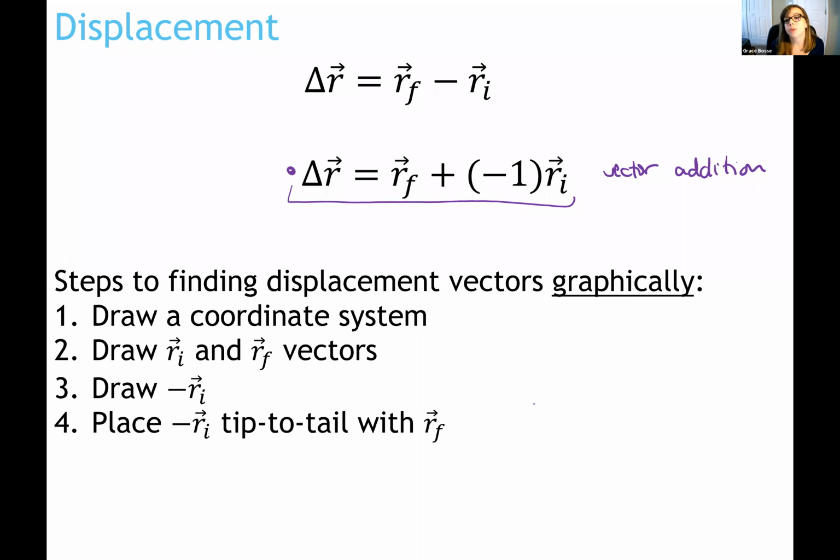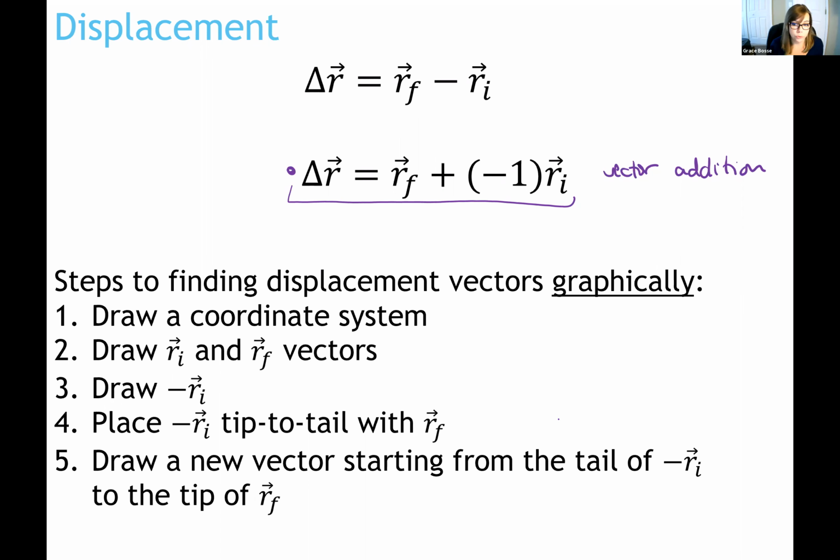And now you follow the steps of vector addition. So you place the two vectors tip to tail. So place negative R i tip to tail with R f, and then you draw the resultant. You draw this new vector that starts at the tail of negative R i and it goes to the tip of R f. These are just basic steps of vector addition that you already know. So I did not teach you anything new here. This is just basic vector addition.